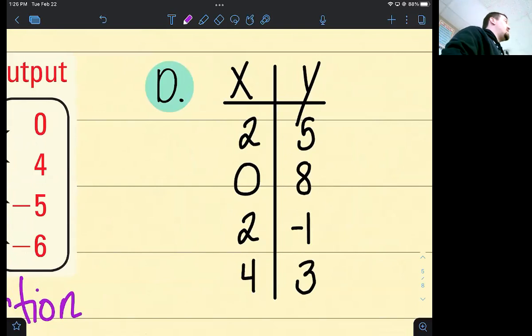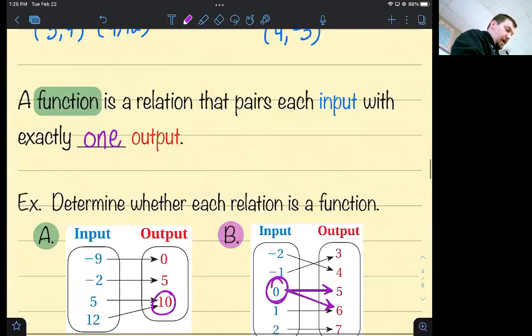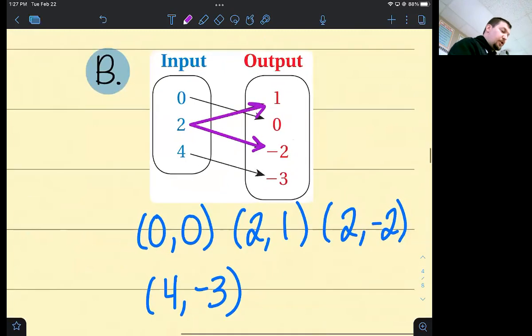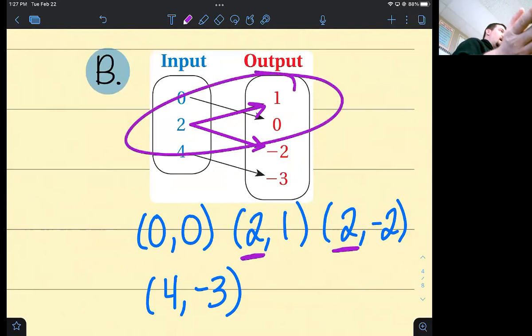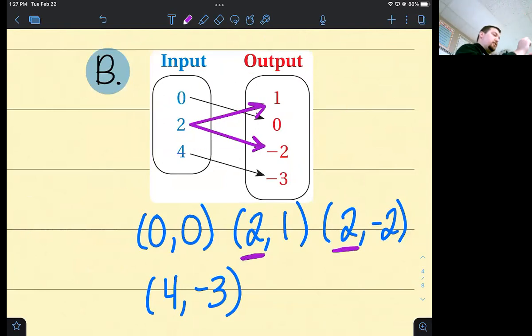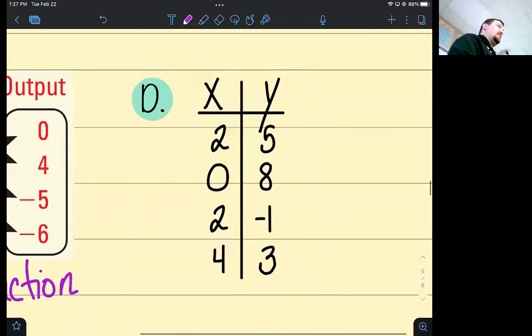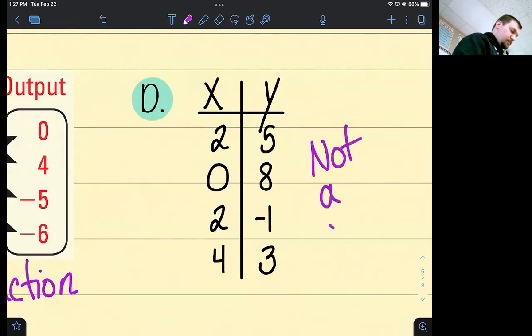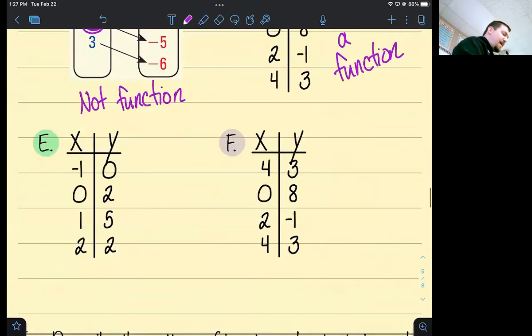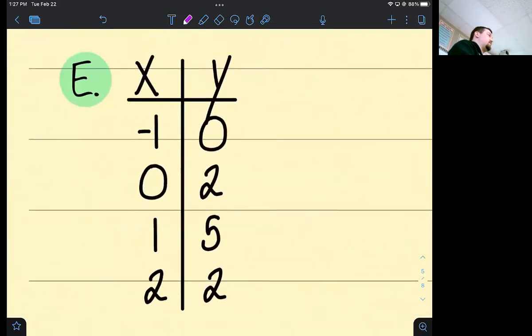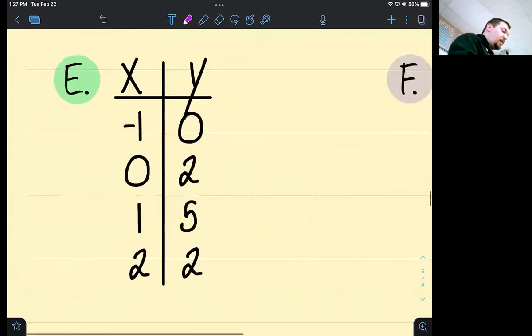What you're looking for is repeat X values. Because if we look up at this last one we did, where we had to write the coordinates, you'll notice there were 2 repeating X values, and this is clearly not a function because of that, right? Because of the 2, 1, and then the 2, -2, having 2 different outputs there. So I'm looking for repeating X values. Do I have repeating X values? Yes. So this is not a function. How about this one? Do I have repeating X values? No. So I don't even care what the Y values are. This one would be a function.